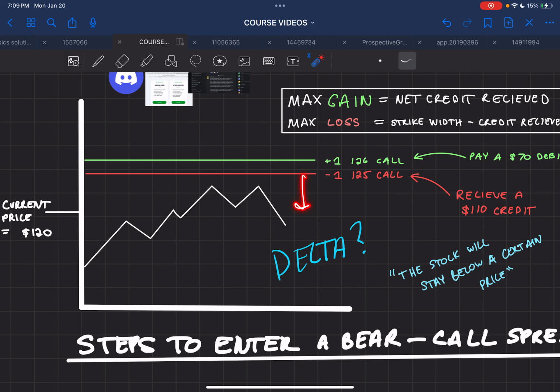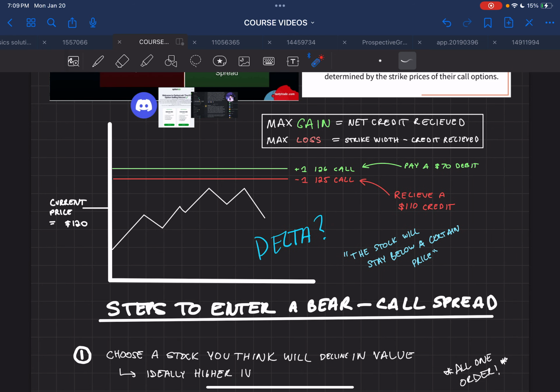So now by expiration, as long as it stays below 125, I keep that credit that I received for entering the trade. So the max gain in the case of a bear call credit spread is the net credit received. And the max loss we calculate by taking the width of the 2 strike prices right here minus the credit received, right? Because to differentiate between a naked call where we purely receive a credit, in this case, we're adding this protective leg to make it a limited risk trade. We're paying a debit for that protective leg.